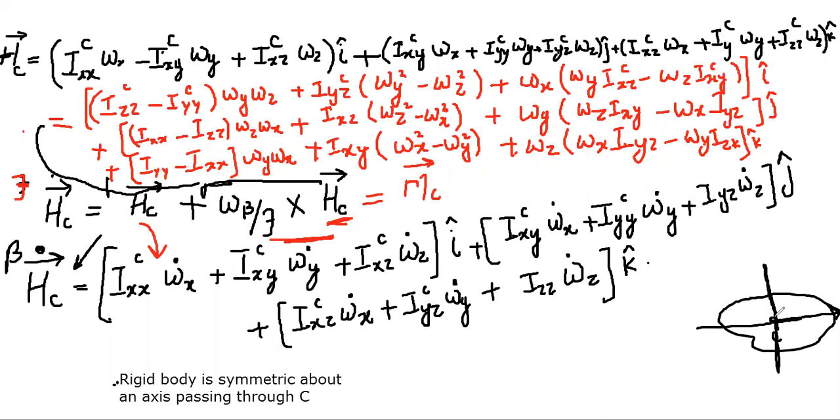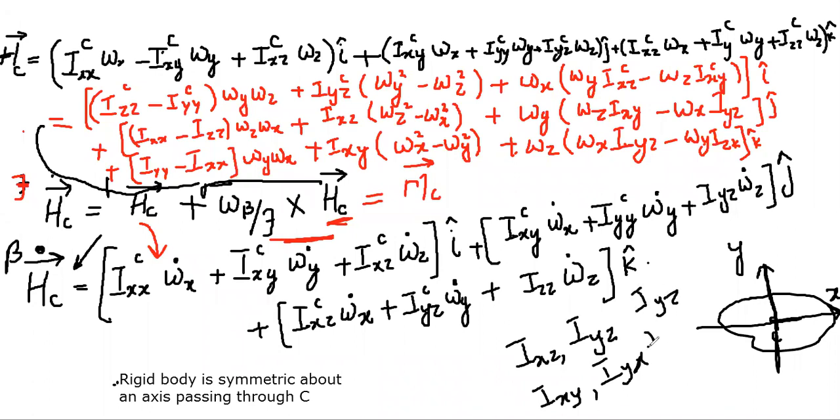What does that mean? Let this be our y-axis and this our x-axis, and we are saying that these axes are the axes of symmetry. That means the products of inertia Ixy, Iyx, Ixz, Iyz, Izy are all equal to 0, because we know that about the axis of symmetry the rigid body has products of inertia equal to 0. So if our rigid body is symmetric, then all these terms are equal to 0. We have to rub these terms.